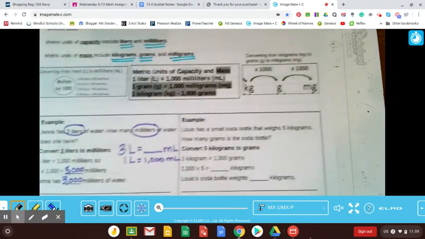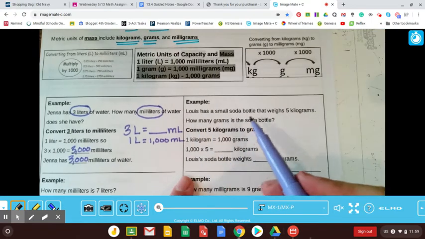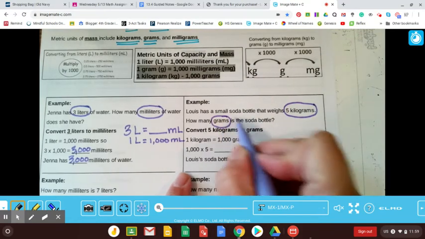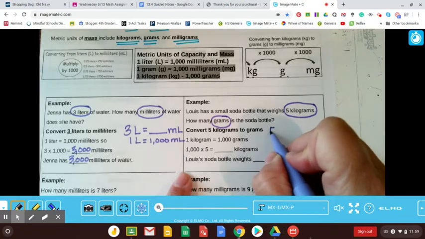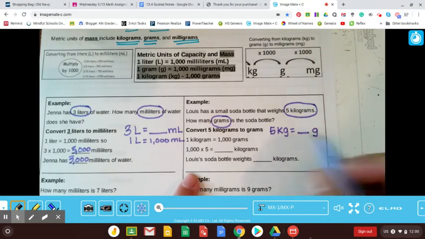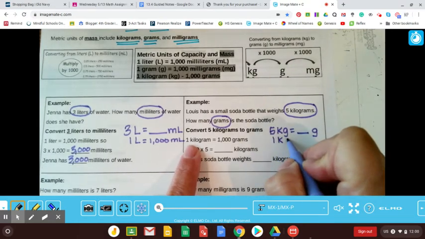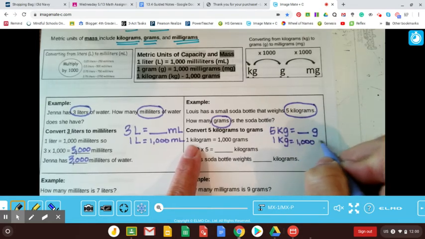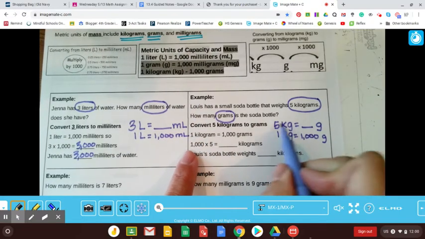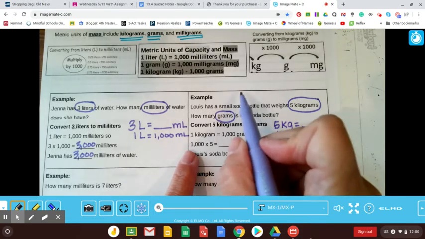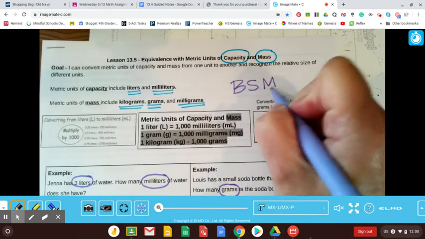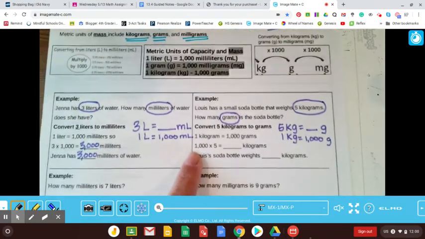Not too bad. All right, let's look at this example. Lewis has a small soda bottle that weighs 5 kilograms. How many grams is the soda bottle? We are going from 5 kilograms and we want to know how many grams that equals. We know 1 kilogram equals 1,000 grams by looking up at the top at our conversions. So we need to multiply 5 times 1,000. In every single example today, we're going big to small, so we multiply.